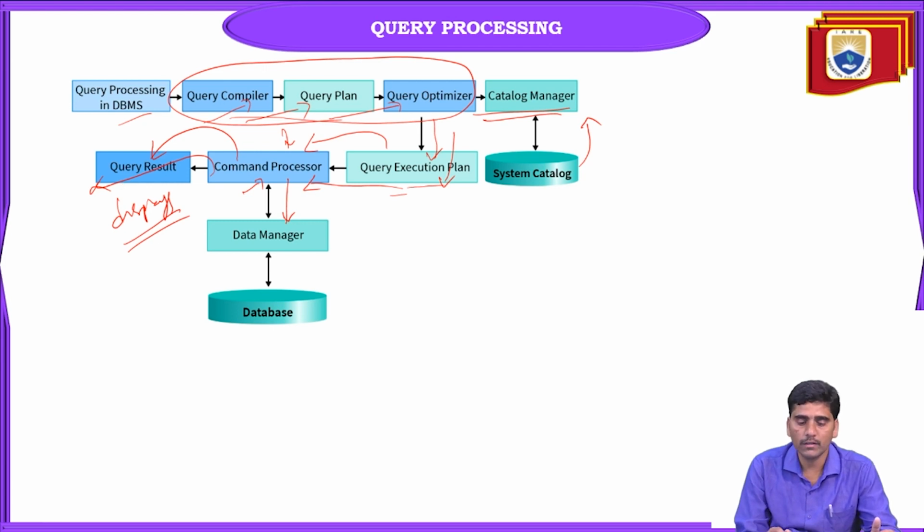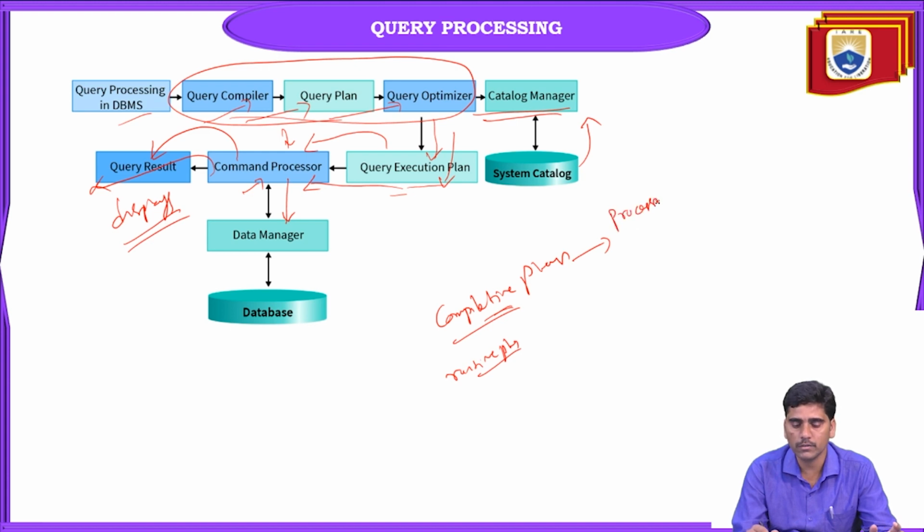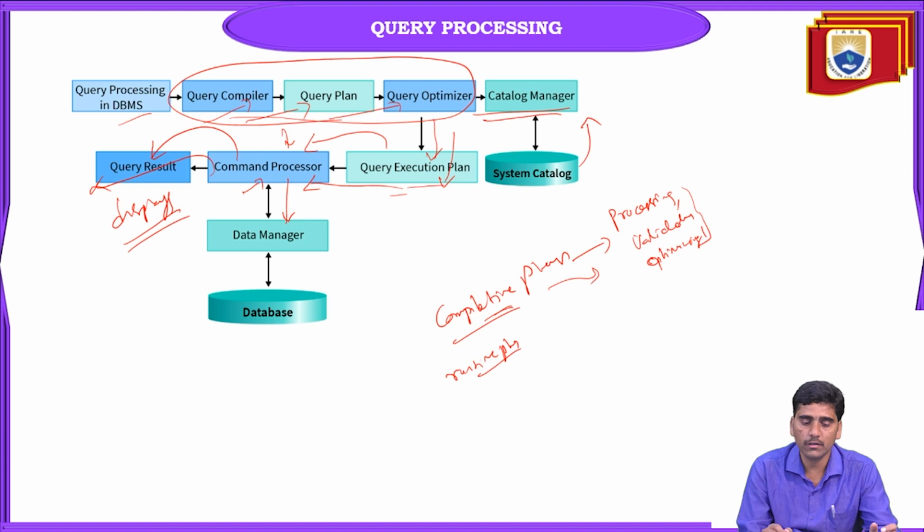So this is the compilation phase. There is the compile time phase and the runtime phase. In the compile time phase, it takes the processing phase, the validating phase, and the optimizing phase. These three phases are included in the compilation phase. In that compilation, the query compiler takes place, the query plan is executed, and the query optimizer is executed.